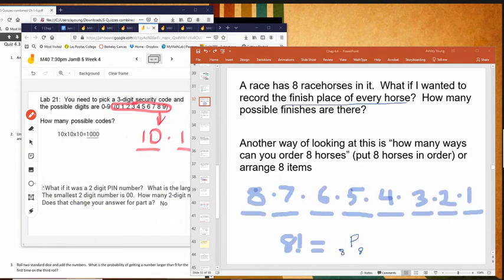Do you guys want to look at that again? So the answer for this one would be like 40,000. A lot. Something really, really big. 40,320. Yeah, that sounds about right. Would you say 40,320? Yeah, that seems about right. Good. Okay.